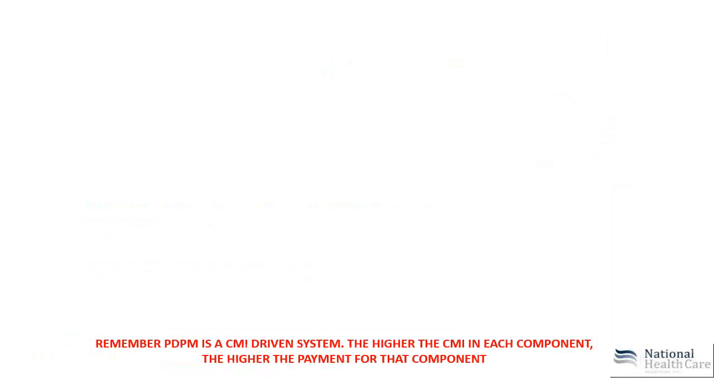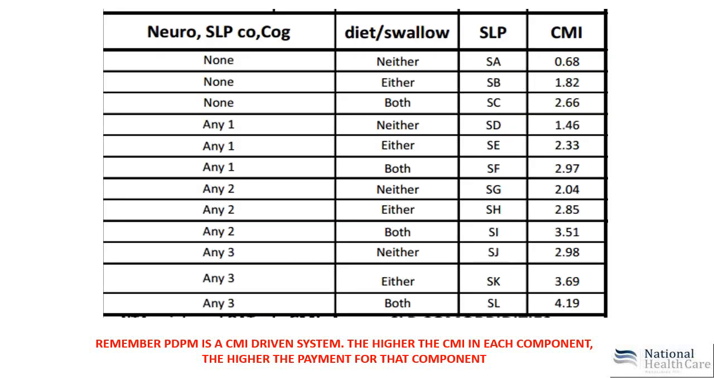If you remember that PDPM is a CMI-driven system, the higher the CMI in each of the 5 components, the higher the payment is going to be for that particular component. So this is a snapshot of speech and all the things that we just talked about. You can see the 5 drivers: the acute neurological condition, the speech comorbidity, impaired cognition, the modified diet, and the swallowing disorder. Patients can have any combination of those 5, have none of them, or have all 5 of them.